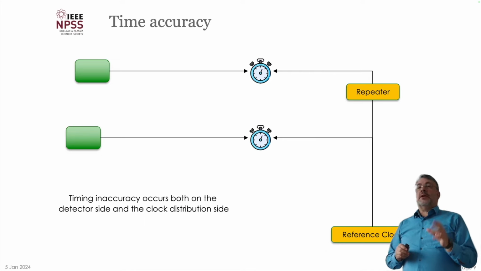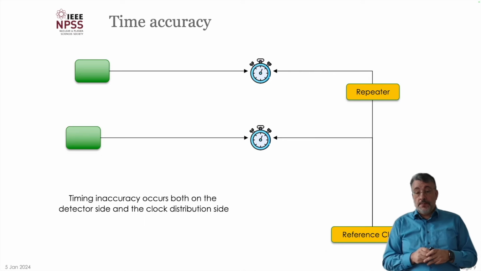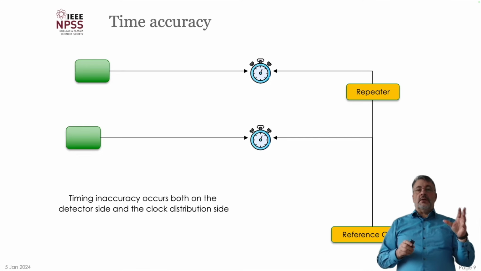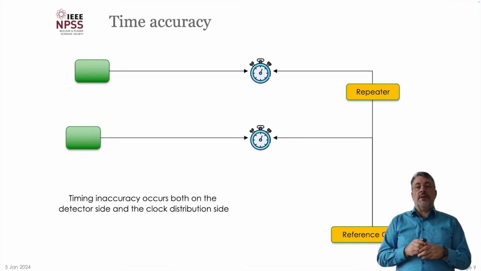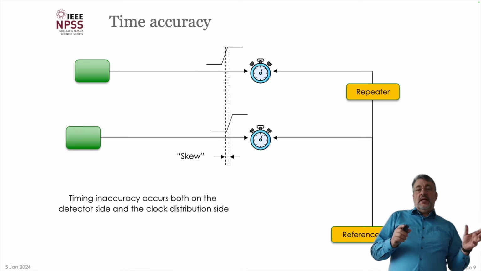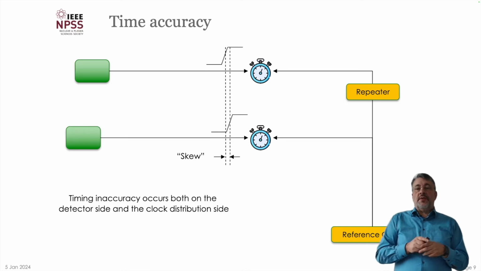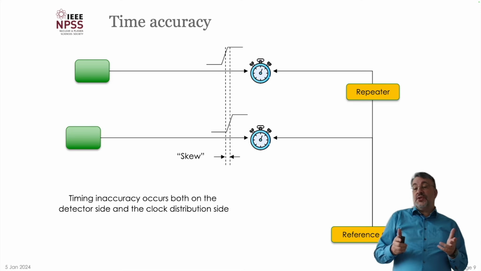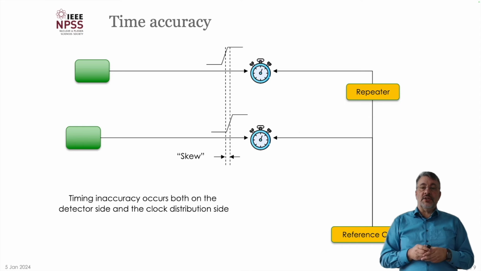Then the timing accuracy plays a crucial role. On the left side you have the detector system, and there are various sources of time inaccuracy, like different length of cables. If your cables don't have the same length, the signal might arrive at a slightly different time, and this is called skew, which is the channel-to-channel variation.